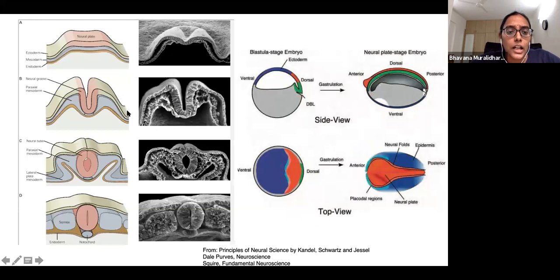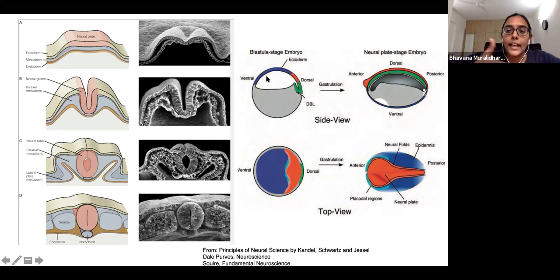So this is just a simplified view, but I wanted to show a TEM of this to show the notochord, the closed tube, and you can see the mesoderm and the neural tube here. Okay, just to give you another sense, this is the view from the entire embryo and how it looks.